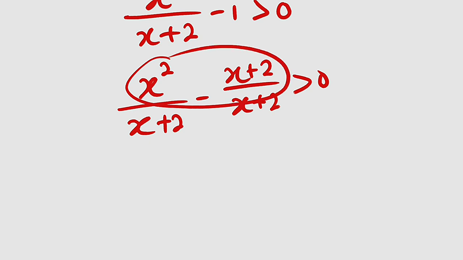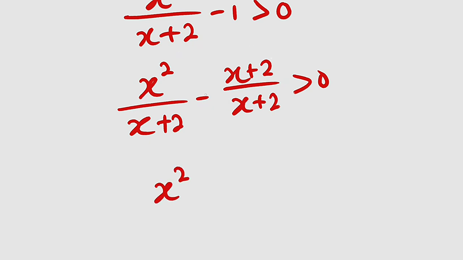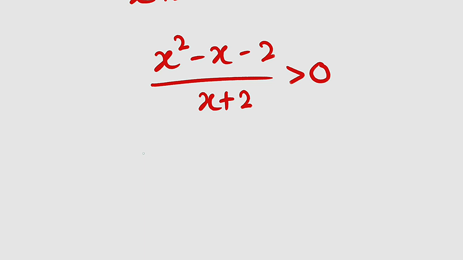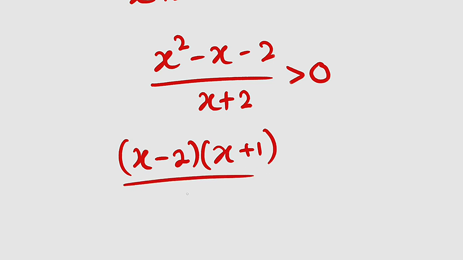So we can combine the tops. So we have x squared. This sign is going to affect the 2 terms. So we have x squared minus x minus 2 divided by x plus 2 greater than 0. The top can be factorized as earlier. We have (x minus 2) multiplied by (x plus 1). The bottom we have x plus 2, greater than 0, right? So this is what we have.